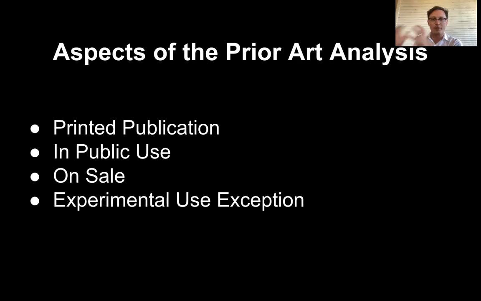So one important element is the printed publication requirement. And that goes to the question of, what counts essentially as disseminating knowledge of the invention or discovery that's the subject of the patent claim in question for the purpose of creating a prior art bar to novelty. In other words, what kinds of disclosures can make something prior art?